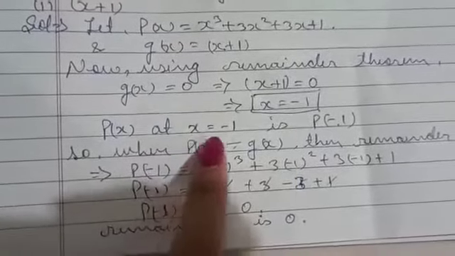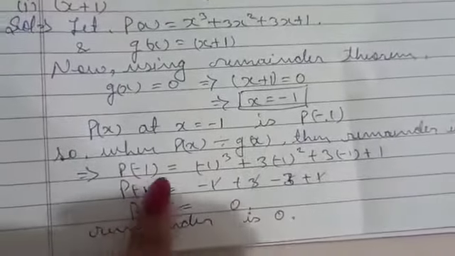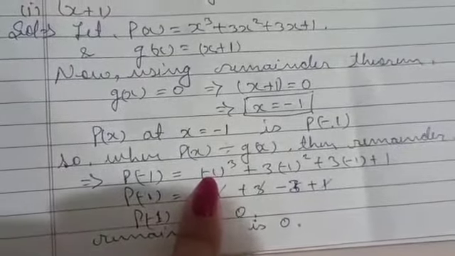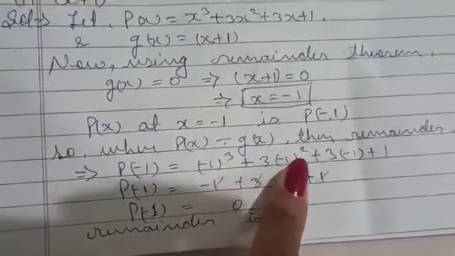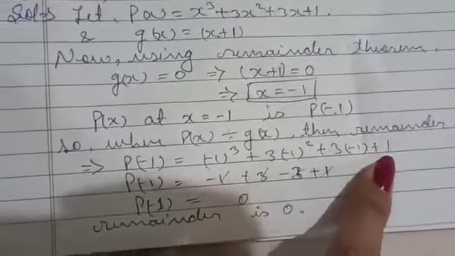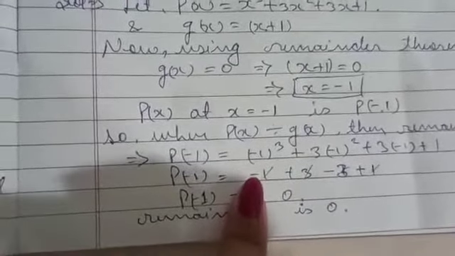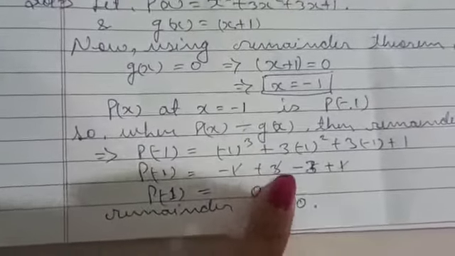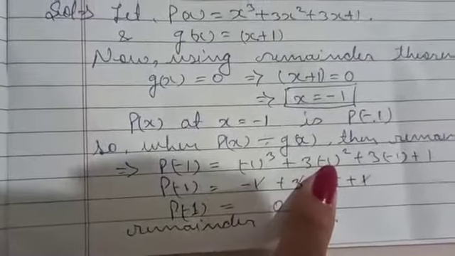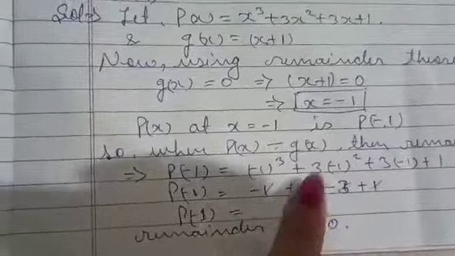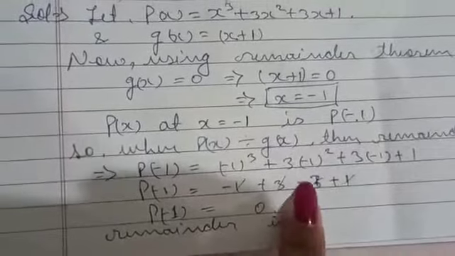How? p(x) at x equals -1 is p(-1), and this p(-1) is the remainder according to the remainder theorem. So p(-1) equals, in place of x, -1: (-1) cube plus 3 into (-1) square plus 3 into (-1) plus 1. (-1) cube means -1 into -1 into -1, it will be negative. And 3 into (-1) square: -1 into -1, minus multiplied by minus is +1, positive. So 3 into +1 is +3, and +3 into -1 is -3, and 1 as it is.